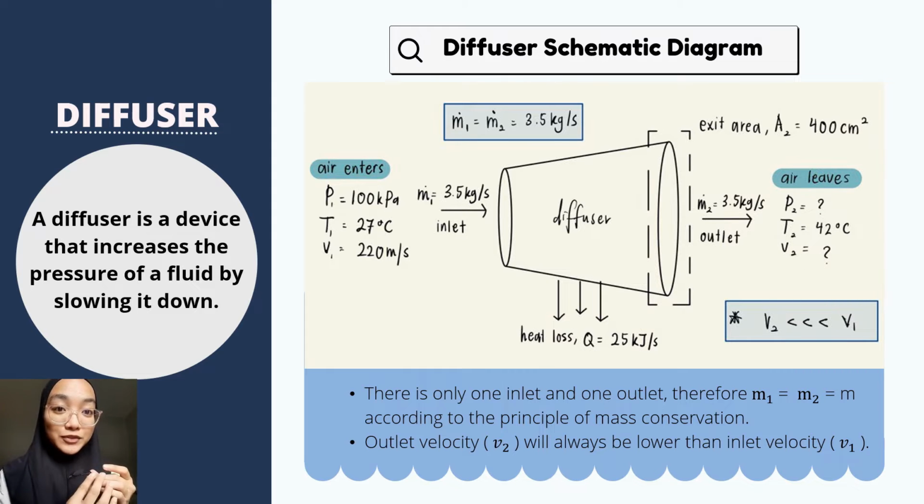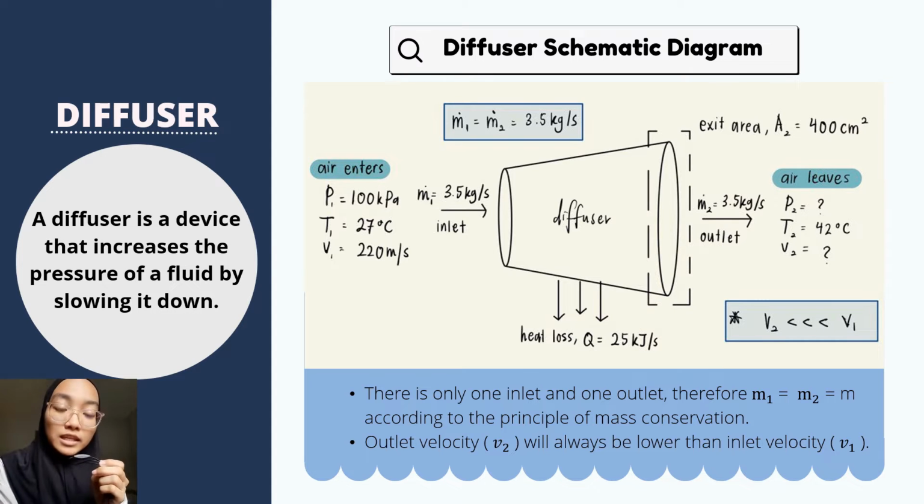Hi, my name is Siti Radafina, and for my part, I took the diffuser schematic diagram. We all know that a diffuser is a device that increases the pressure of a fluid by slowing it down. From this slide, in every diffuser, the outlet velocity will always be lower than the inlet velocity in order to serve its purpose of increasing the pressure.